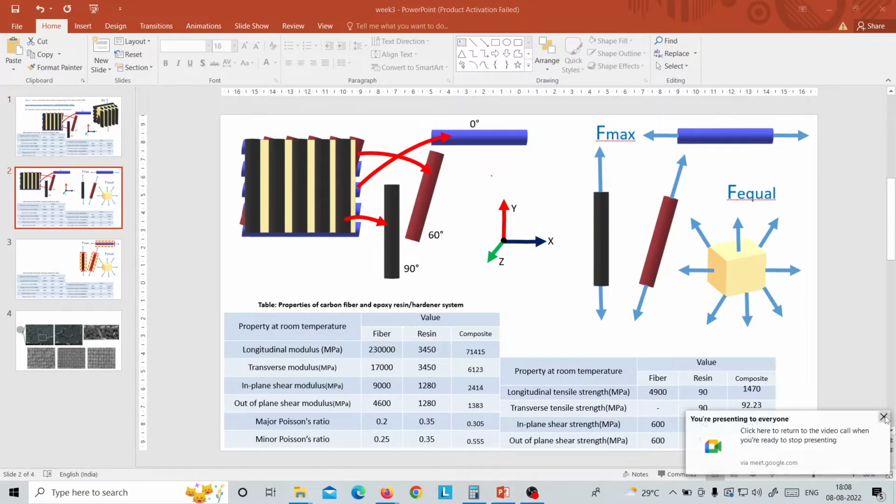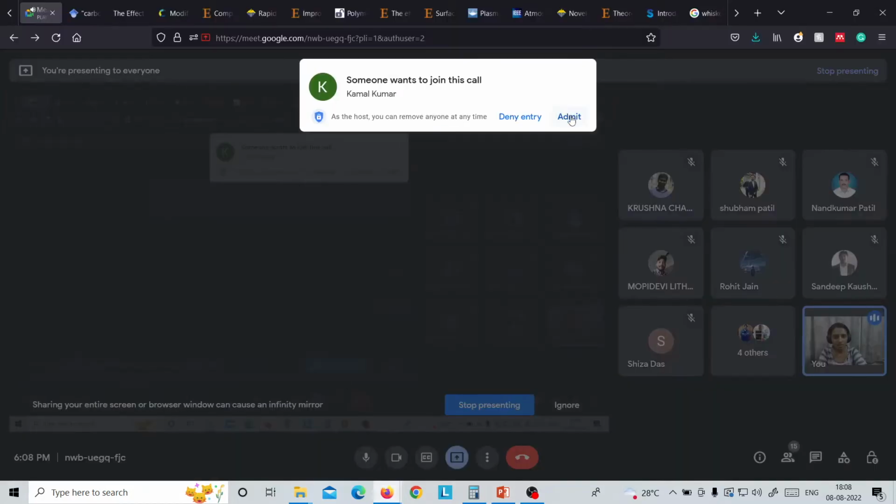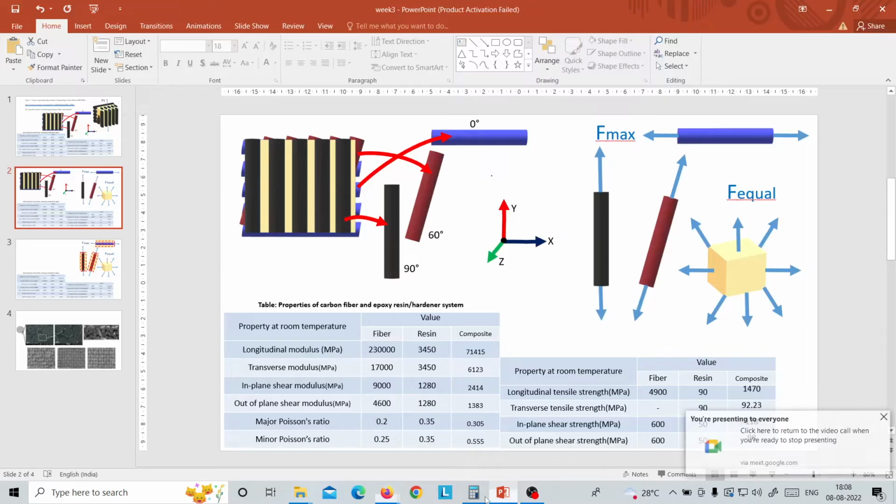So we can see here that fibers will bear most of the load only along the direction of the fiber, but in the case of the matrix the load would be borne uniformly in all directions. The simple difference is because fibers are unidirectional, so they are anisotropic, while matrices are isotropic and they bear load in all directions.